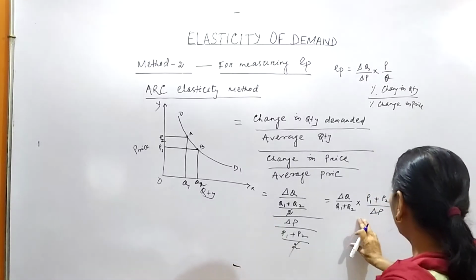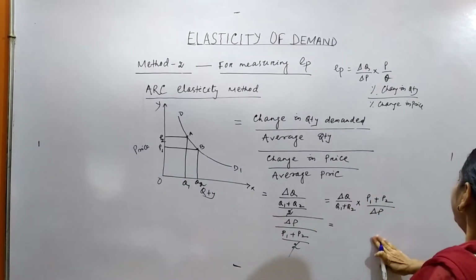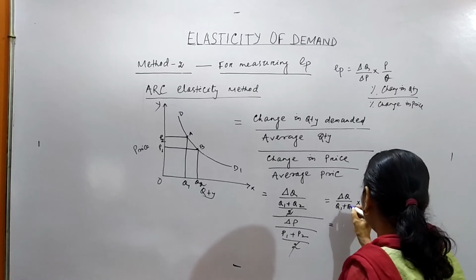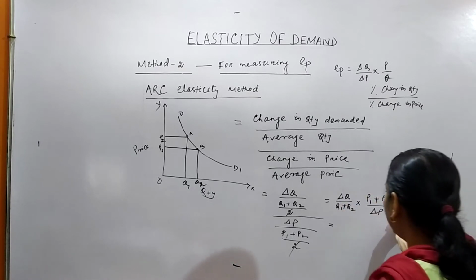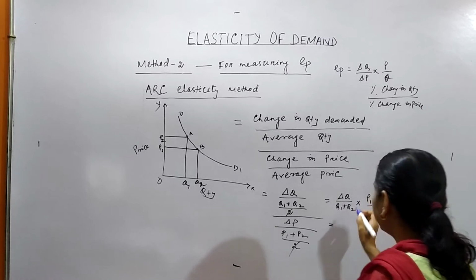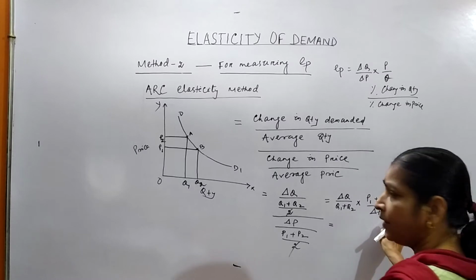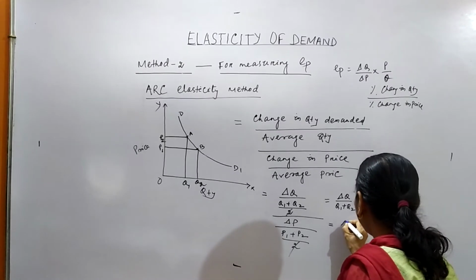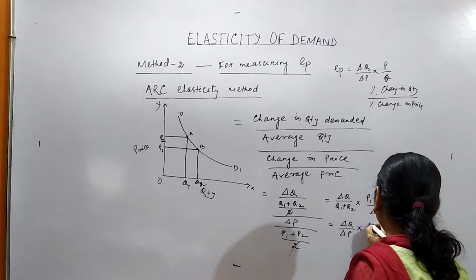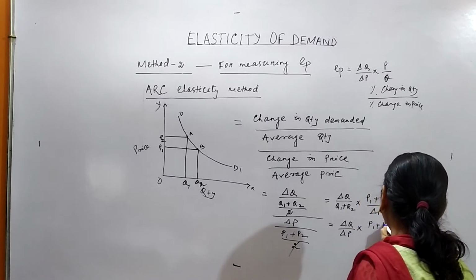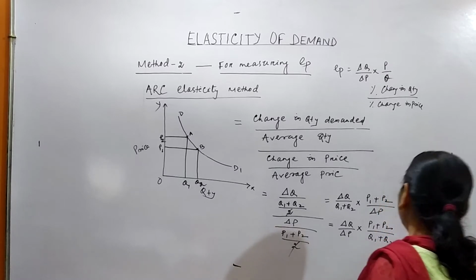This will be the formula. Now we will make it easy. So डेल्टा का नीचे हम लोग को डेल्टा Q का नीचे डेल्टा P लाना है. So because there is the multiplication sign in between these, the value will not change if you change the side. So delta Q by delta P into P1 plus P2 by Q1 plus Q2.